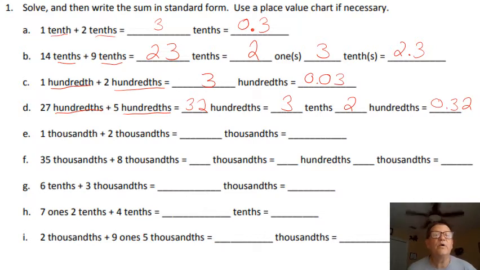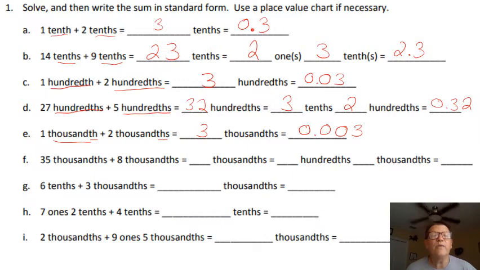On E, we have 1/1000th, and it says TH, so I know we're talking about decimal, and 2/1000ths, and we're adding them together. So that's going to give us 3/1000ths. Now we're writing in standard form, we're going to start at the ones place. We have 0 ones, we have 0 tenths, we have 0 hundredths, but we have 3/1000ths.